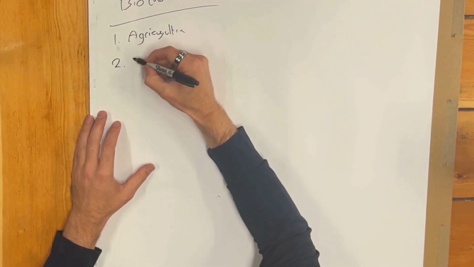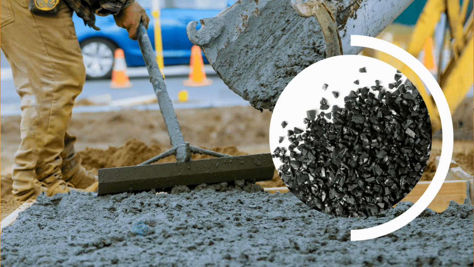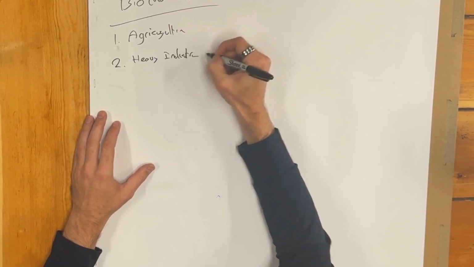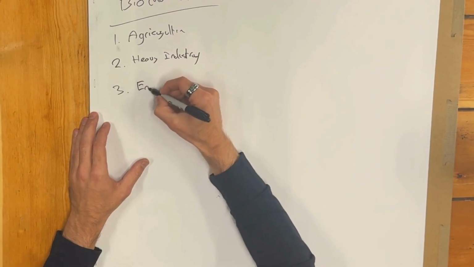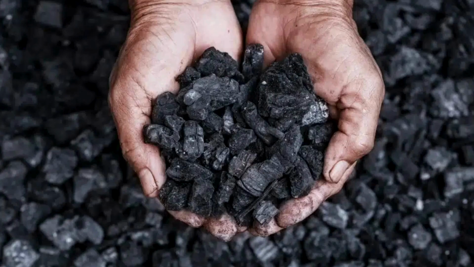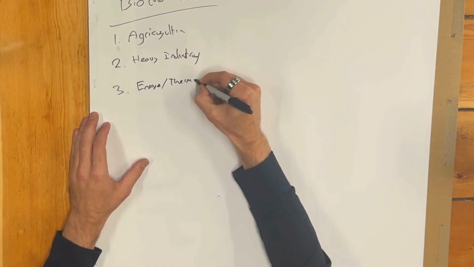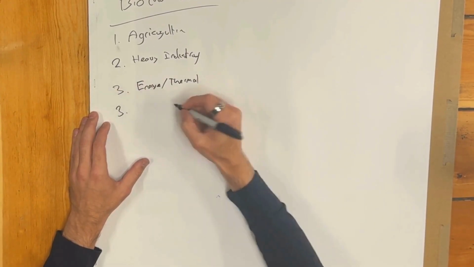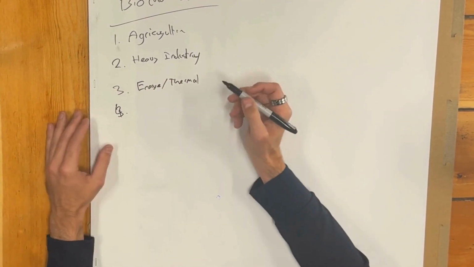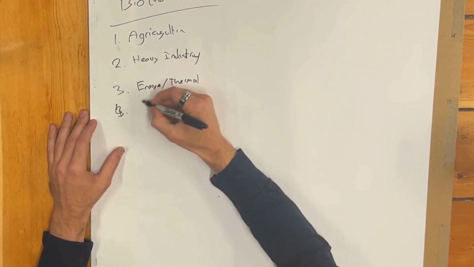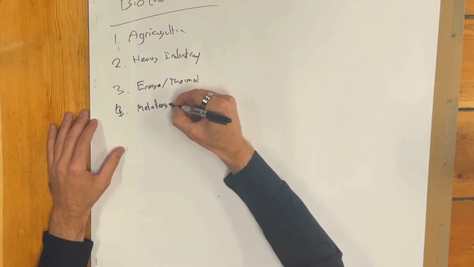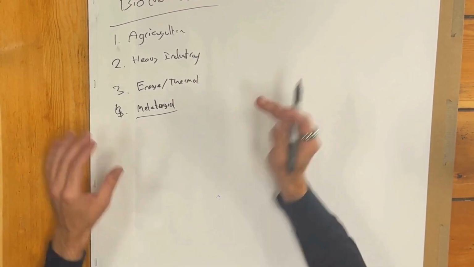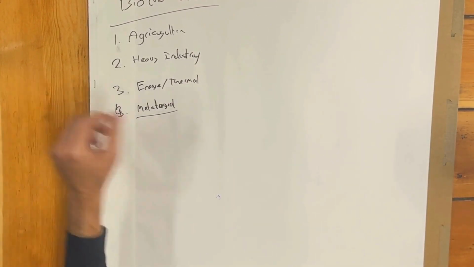Two is, we'll call it heavy industry. Three, we'll call it energy, or even just thermal. Apologies again for my writing. Definitely not my skill set is writing or spelling. And then four is a bit more specialized, metallurgical. Metallurgical as in metal production. So metal production always uses a large percentage of carbon. So let's talk about these four for a moment.